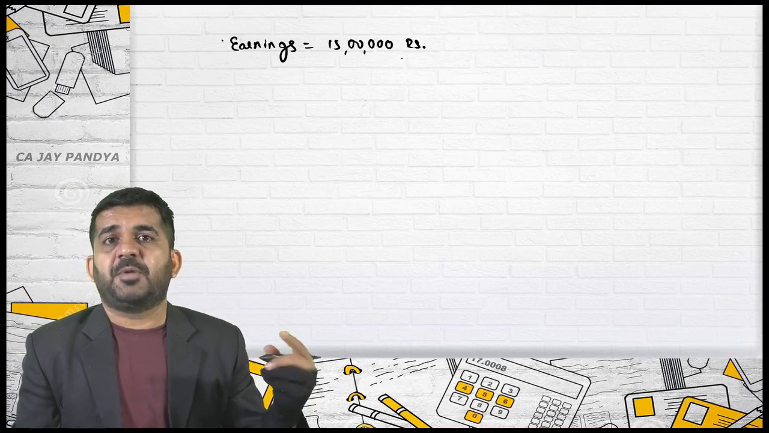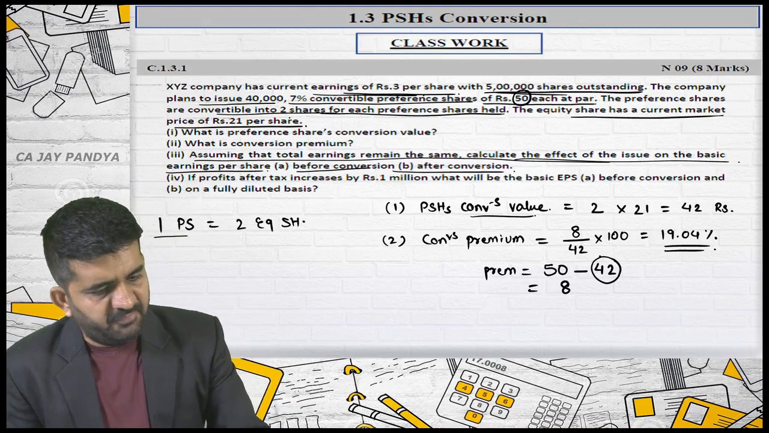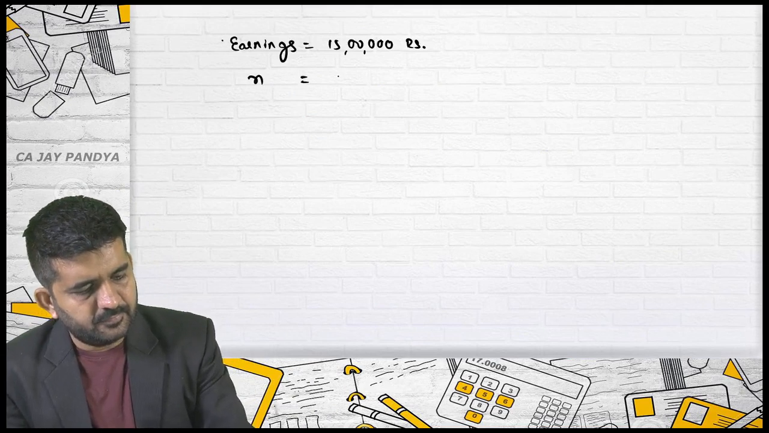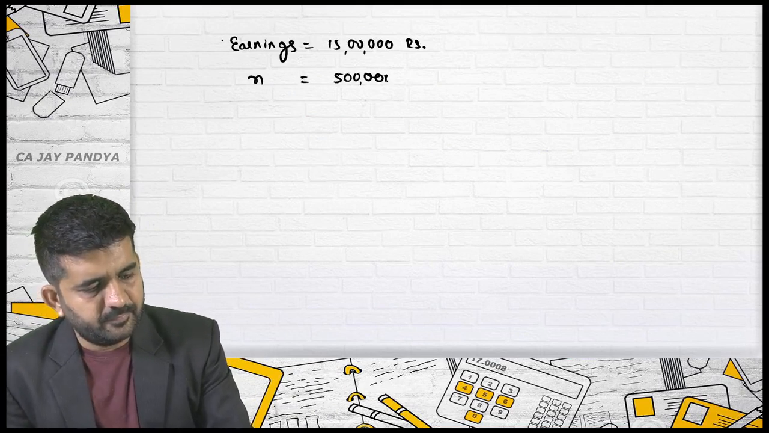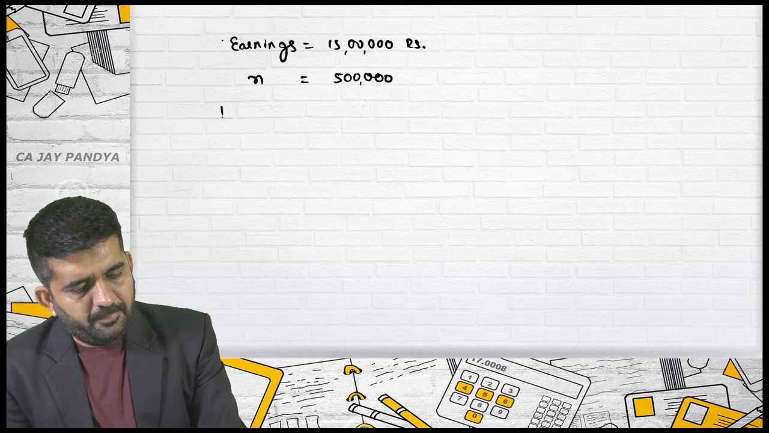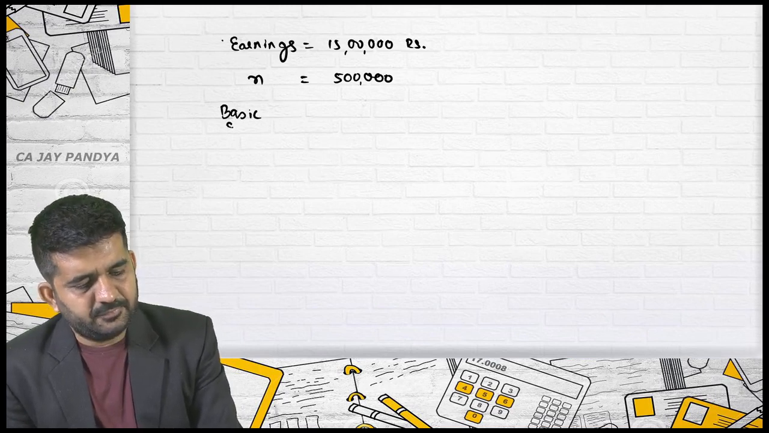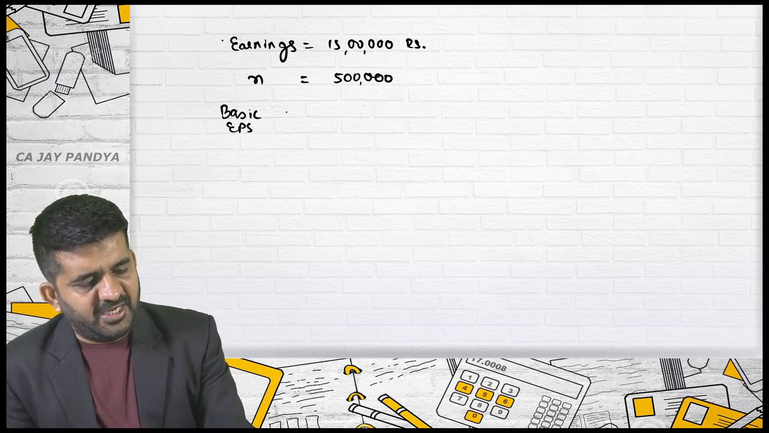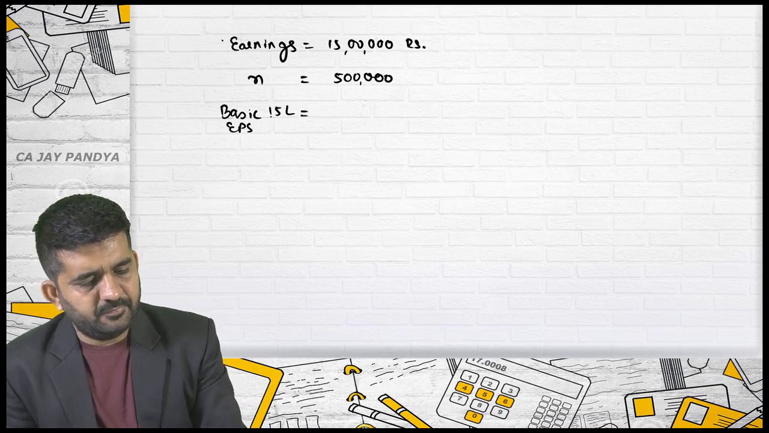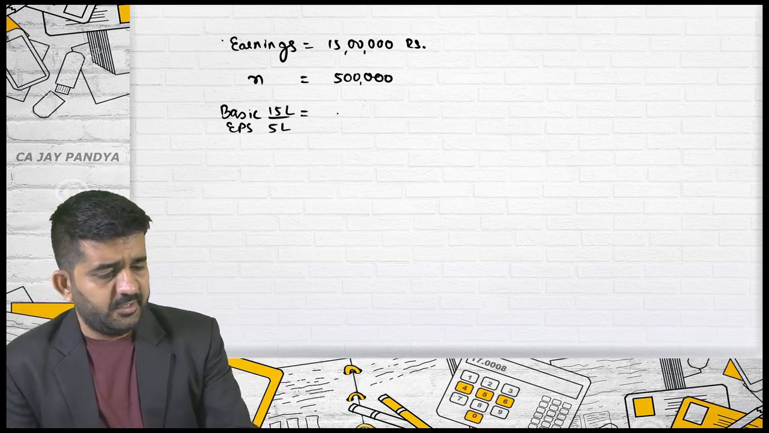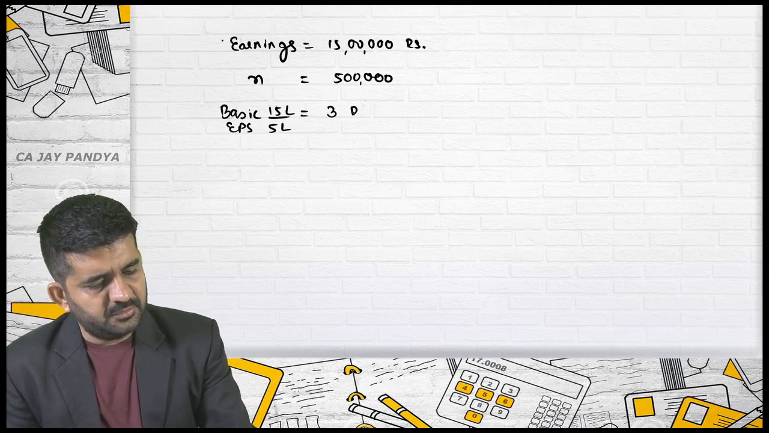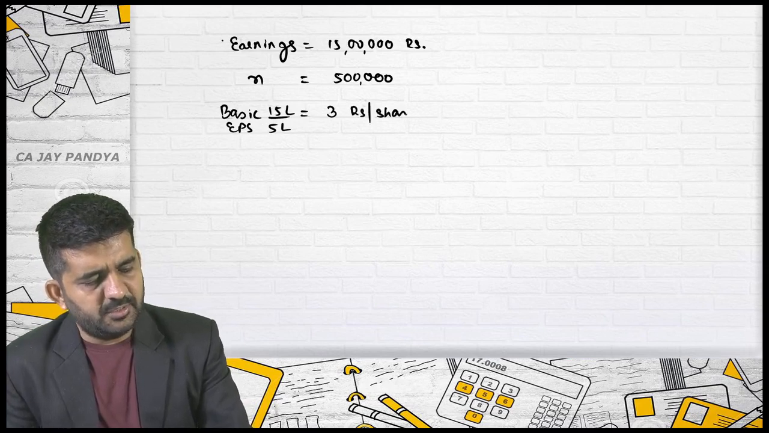Earnings is 15 lakh rupees. What will be the number of shares if these preference shares are not converted into equity shares? Number of shares will be 5 lakhs. Basic EPS is 15 lakh divided by 5 lakh, which is nothing but 3 rupees per share.